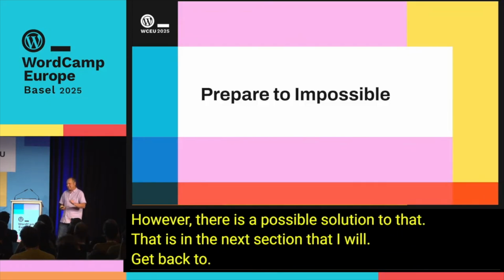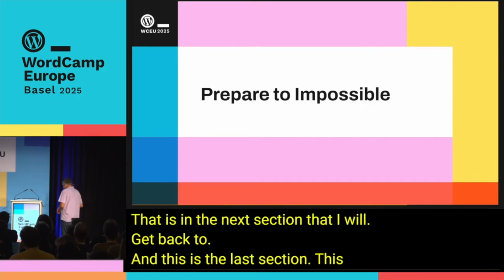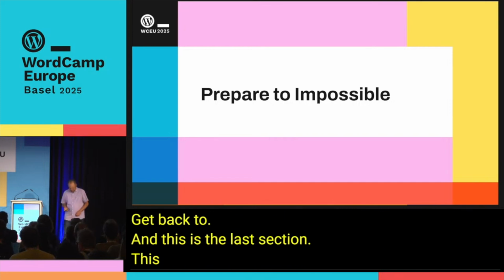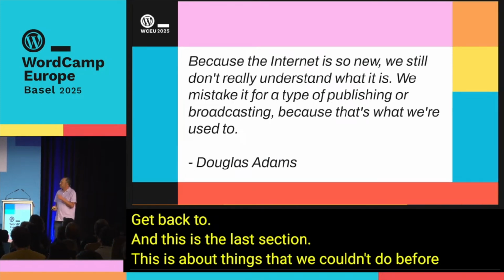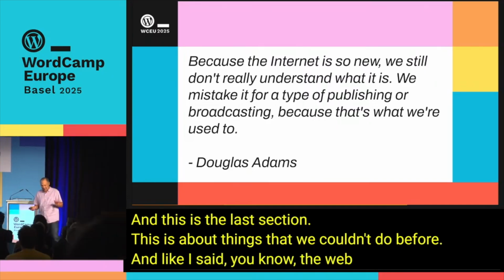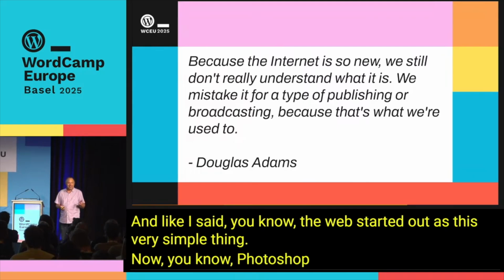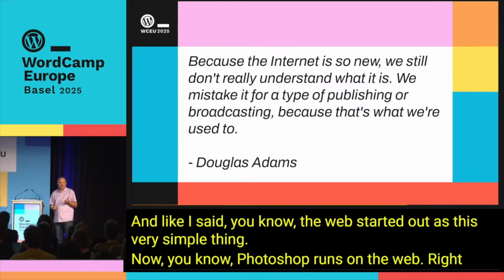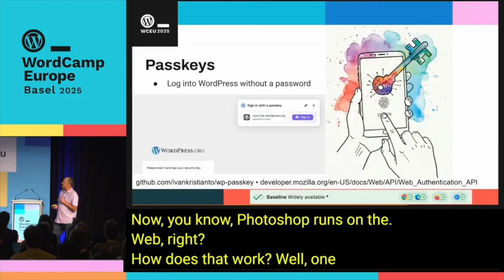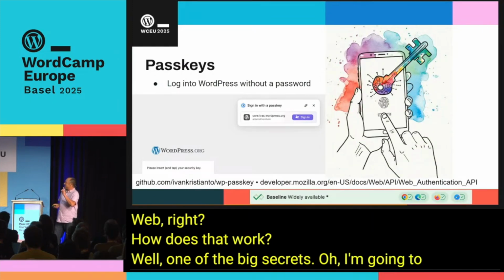And this is the last section. This is about things that we couldn't do before. And like I said, the web started out as this very simple thing. Now, Photoshop runs on the web, right? How does that work? Well, one of the big secrets, I'm going to get to that in a second. Sorry, I have one slide here.